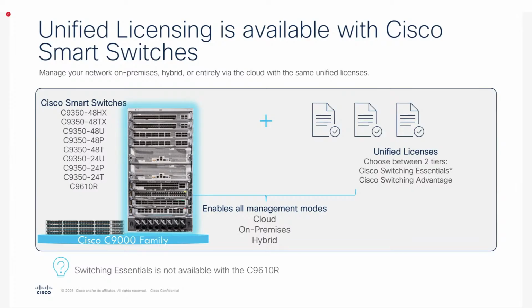So with unified licensing, what's available for the smart switches? I've listed several of the smart switches here. So the 9350s, the 48 ports and the 24 ports, and then the 9610 in modular chassis. One thing to note is that you still have the same essentials and advantage license tiers. The only exception here in switching is that we won't have an essentials option for the modular chassis because it's a big modular chassis, lots of features. So it wouldn't make a lot of sense to sell an essential package for something that you're going to have in the core of your network somewhere.